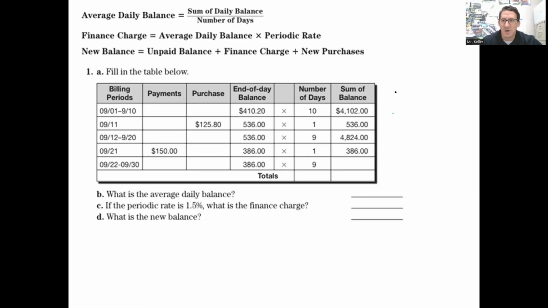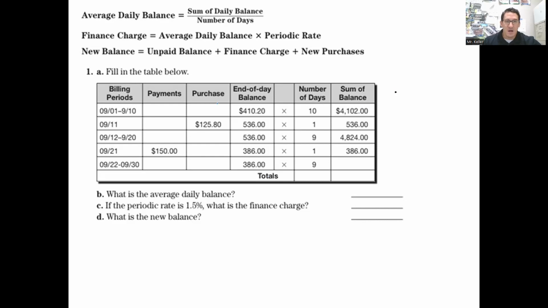Here is what the table in the book is going to look like, where you have your billing period. From September 1st to the 10th, the balance is $410. You have that for 10 days. So that is $4,102 at the end of that. So we are going to total up the balance of everything, and then once we have all the totals here, we are going to divide that by the number of days.